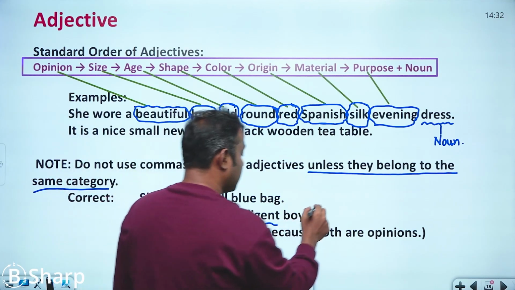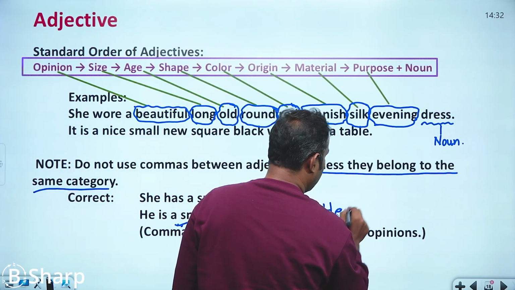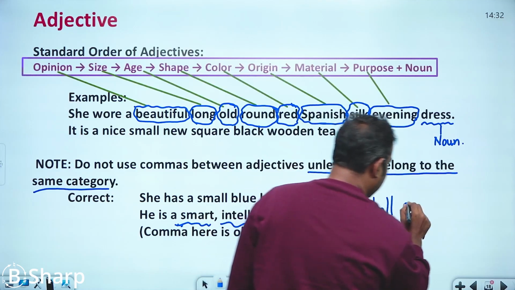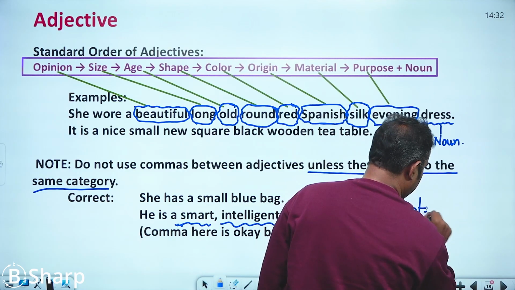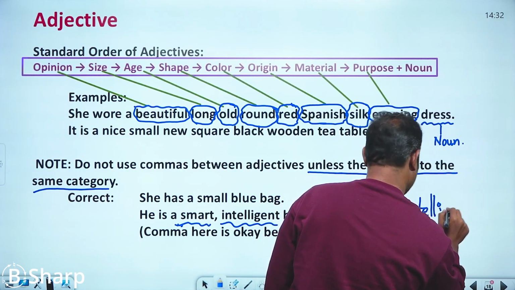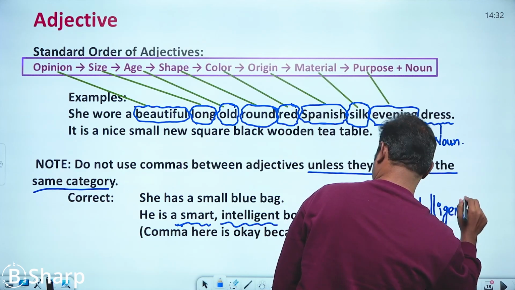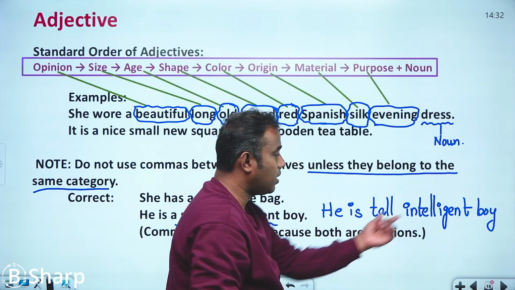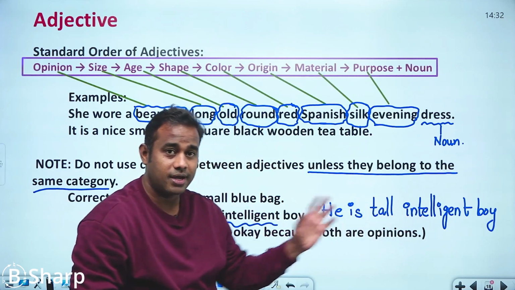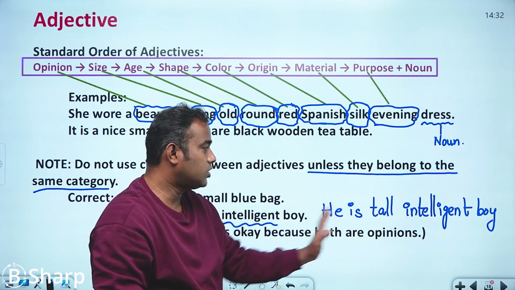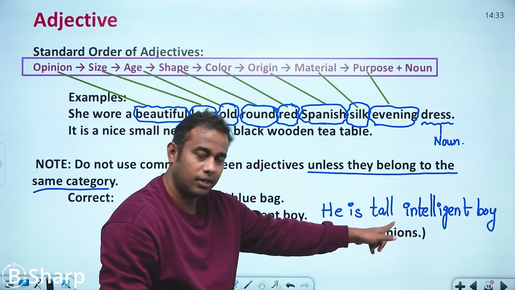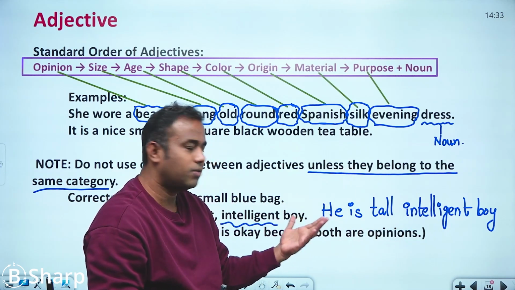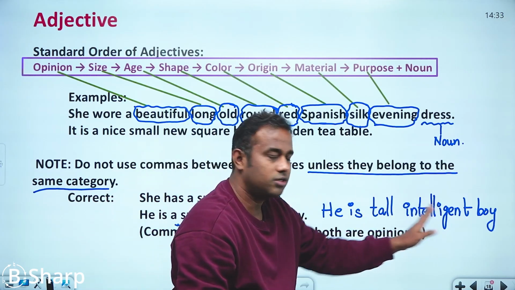Otherwise, I'm going to write like this: he is tall intelligent boy. Both are adjectives, but I cannot use a comma here, because they are different categories.